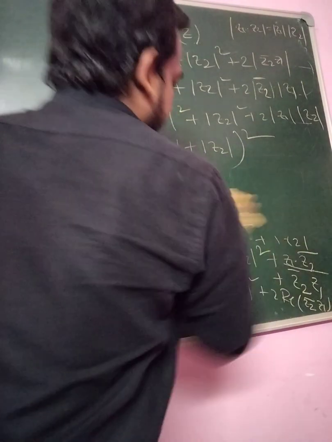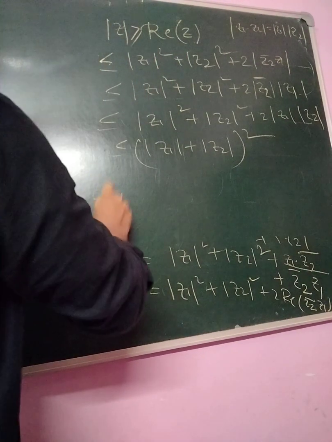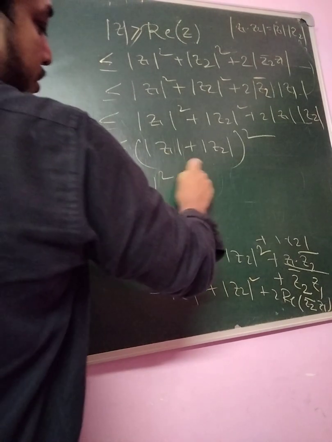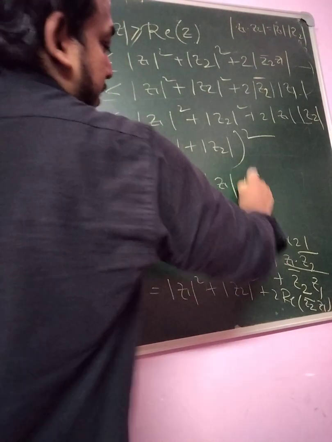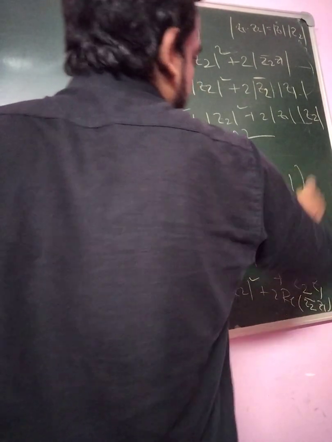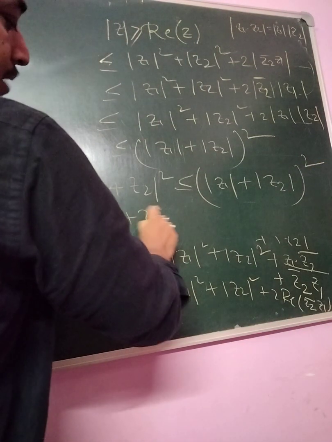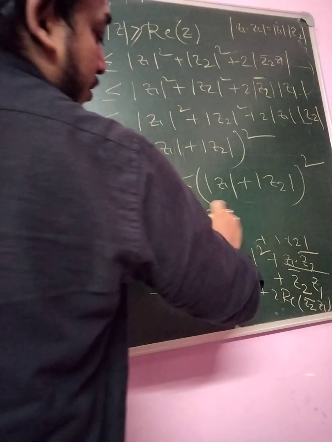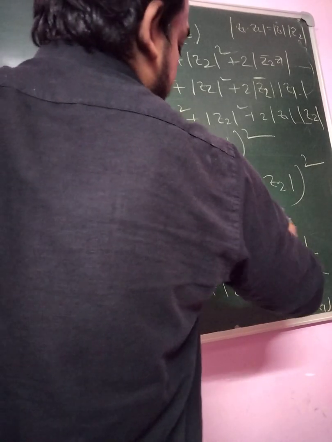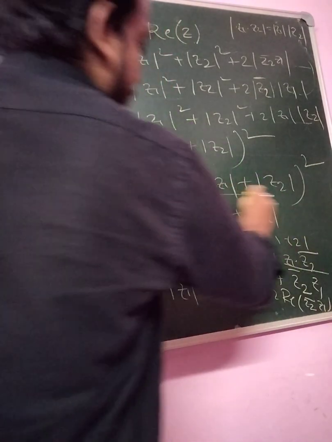So we started with mod of z1 plus z2 whole square, which is less than or equal to mod z1 plus mod z2 whole square. Now taking the square root on both sides, you get mod of z1 plus z2 less than or equal to mod z1 plus mod z2. That is the proof.